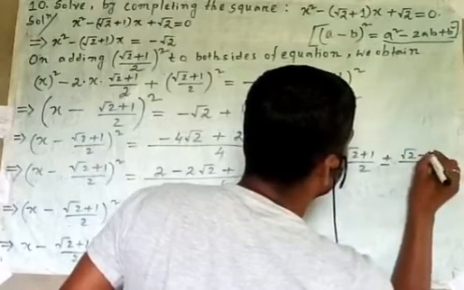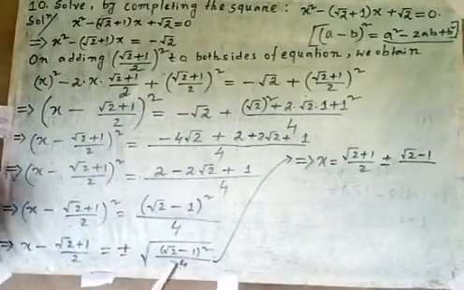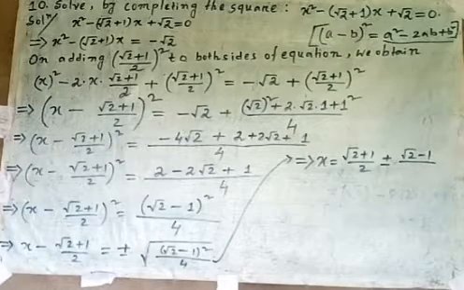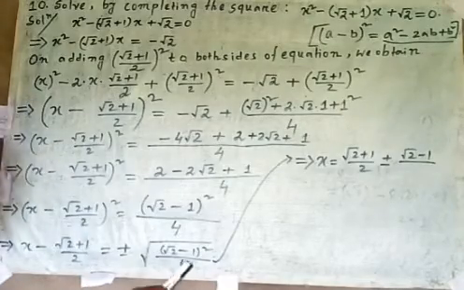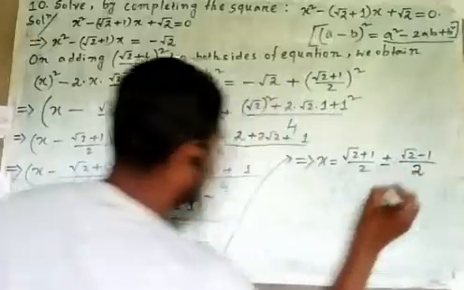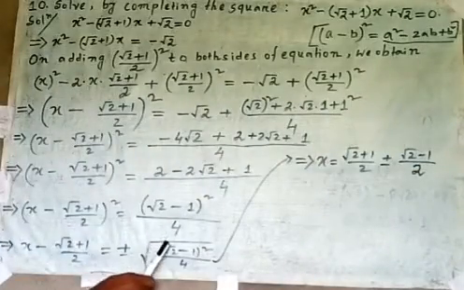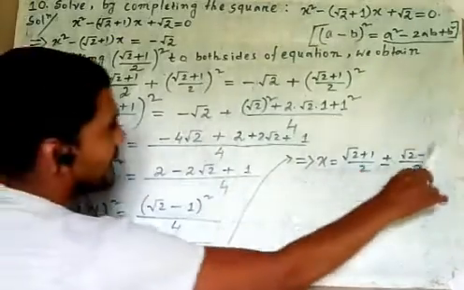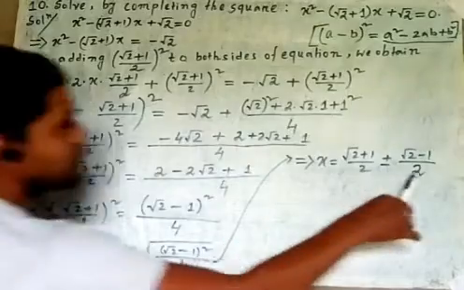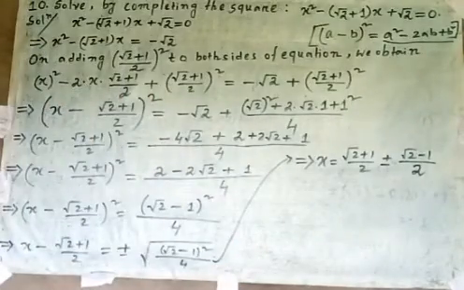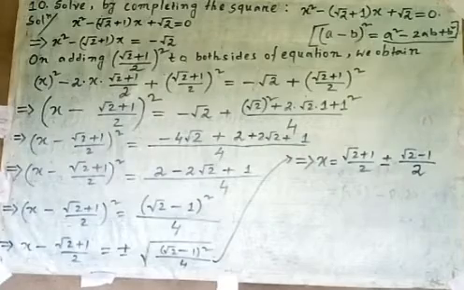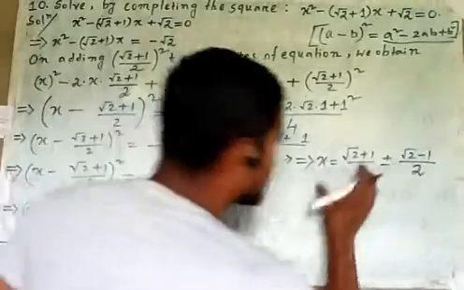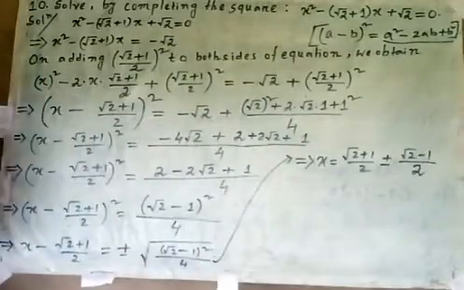Root 2 minus 1. Then root over 4 also, so under root 4 means what? 2 square, then square and root will be cancelled, so root 4 equals 2. Root of root 2 minus 1 whole square, so square and root will be cancelled, so only root 2 minus 1. Now once we have to do plus, once we have to do minus.